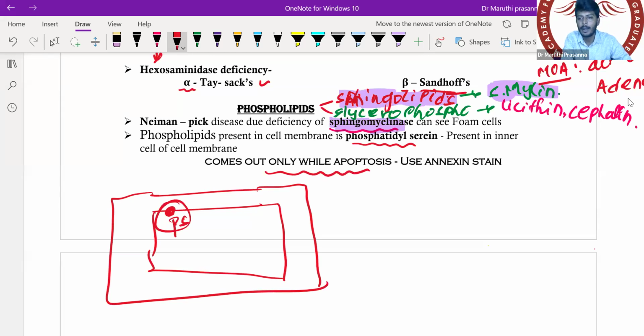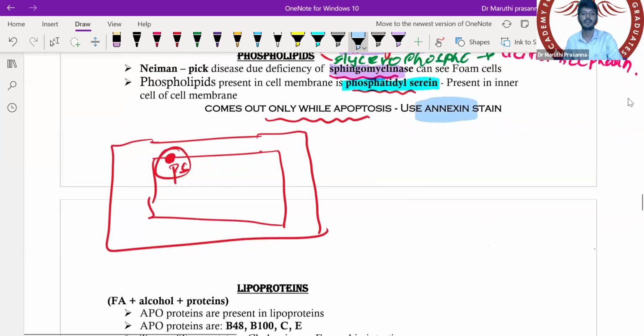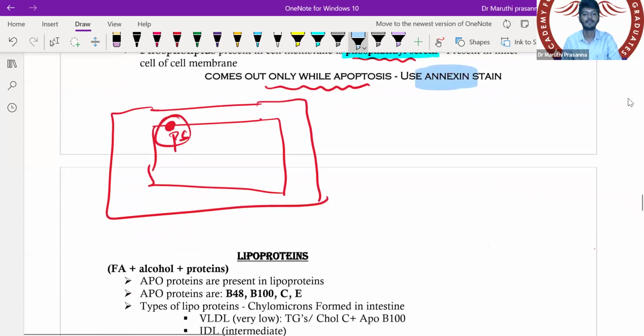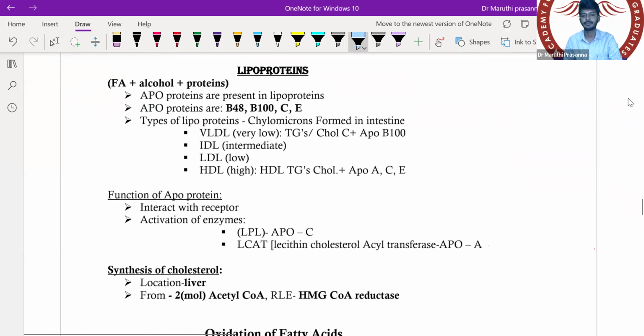What is apoptosis? It is a process of programmed cell death, which is most of the time physiological, but sometimes it can be pathological also. Okay. To find out this phosphatidylserine, we use a special stain. The name of the stain is annexin stain. Okay. So that is the story of phospholipids. Then we have lipoproteins.